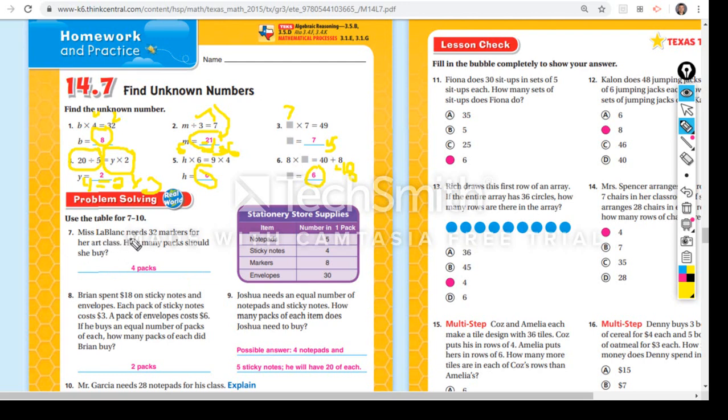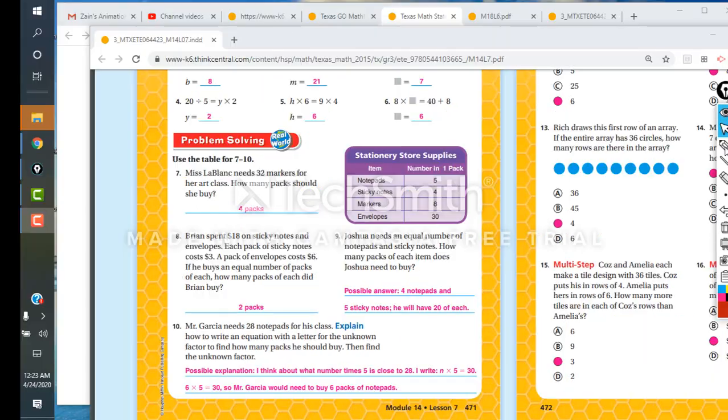Okay, so let's take a look at this one. Miss LeBlanc needs 32 markers for her art class. How many packs should she buy? Where are the markers? There's 8. 32 divided by 8 equals 4.